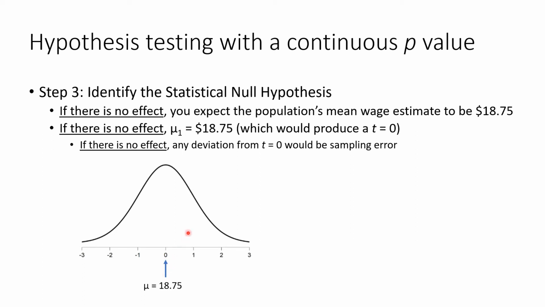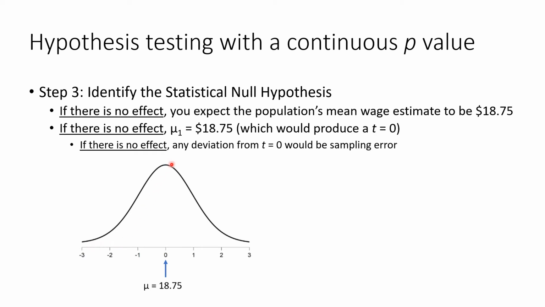But if you get a sample mean close to 18.75, then you're going to get a t-value close to 0. Basically, what the null hypothesis is saying is if there's no effect, you should get something close to a t-value of 0, and any deviation from that t-value is probably due to sampling error.